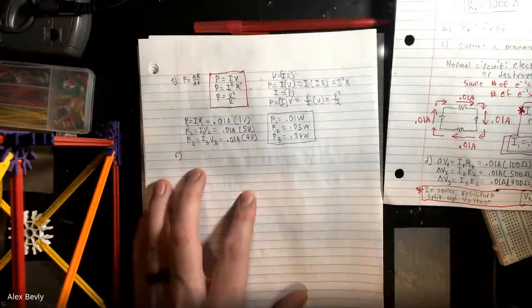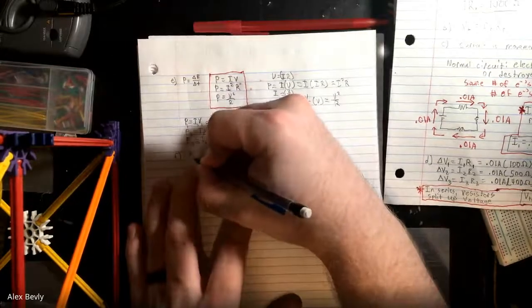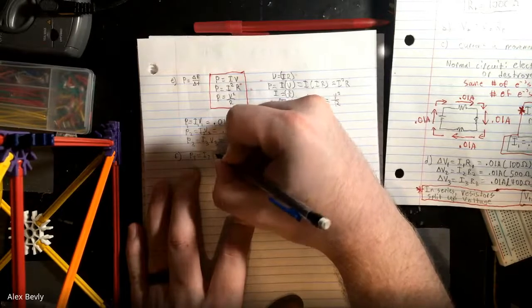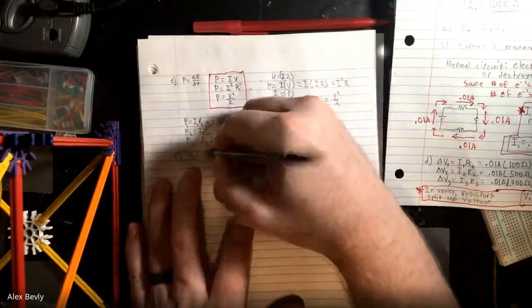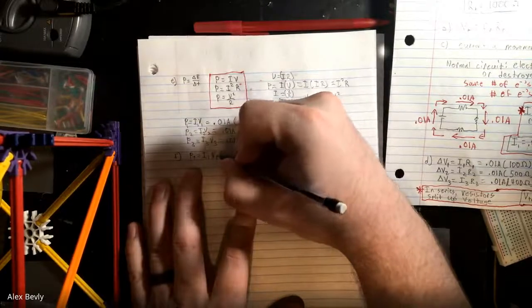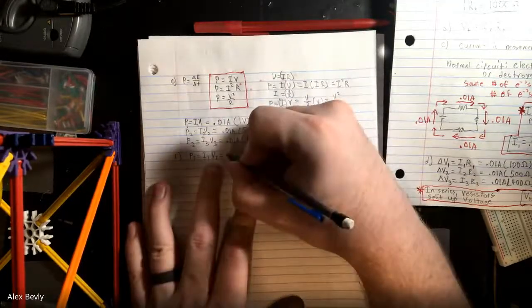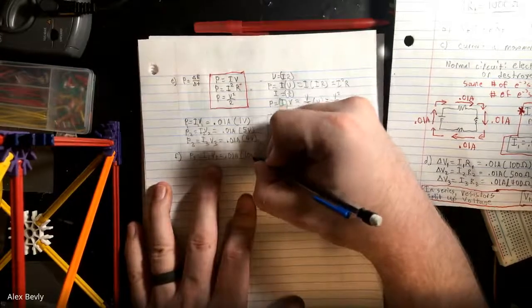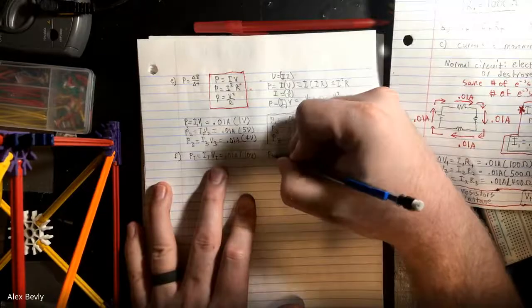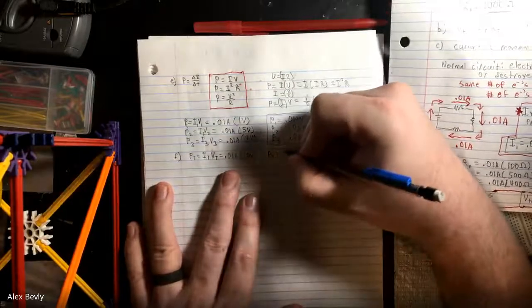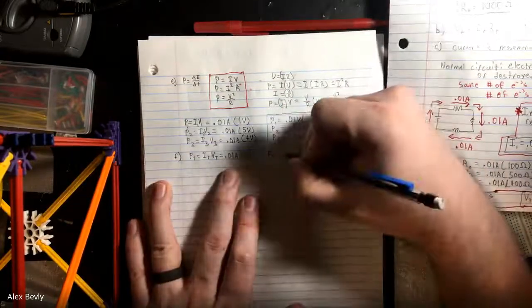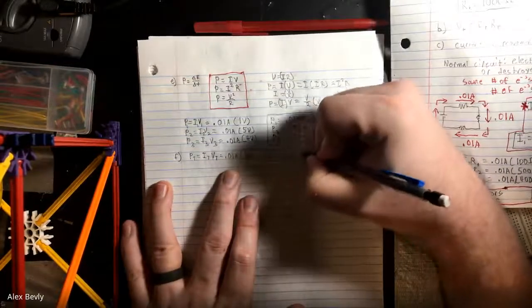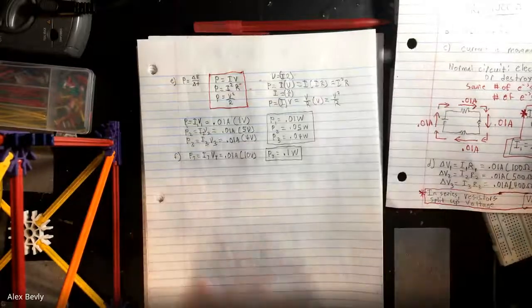All right, so F wants us to find total power, so I could do total power equals total current times total voltage. Overall we get 0.01 amps, and we have an entirety of 10 volts. So my total power is going to be 10 times 0.01, which is 0.1 watts. How else could I have gotten total power?